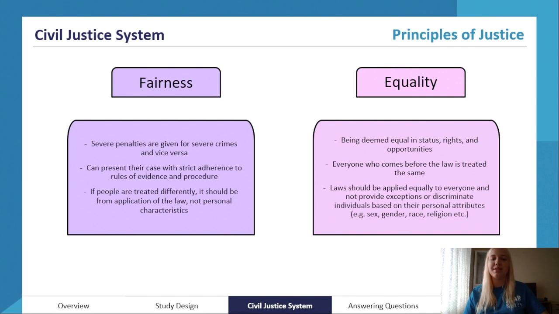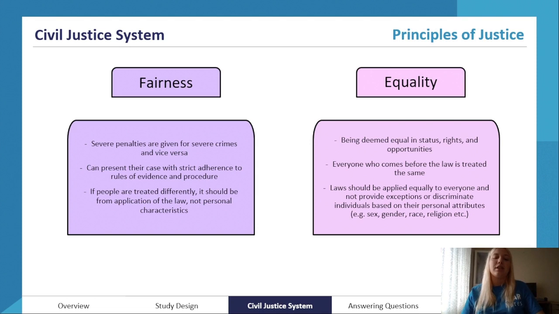So we see some examples of differences between fairness and equality points. An example of fairness would be that severe penalties are given for severe crimes and vice versa, because they should reflect the level of offending, and because the sanctions should be consistent across the criminal justice system. If someone has committed a similar crime with a similar set of circumstances as another person, the sanction that they receive and the severity of it should be pretty much the same. Otherwise, our criminal justice system is not fair.